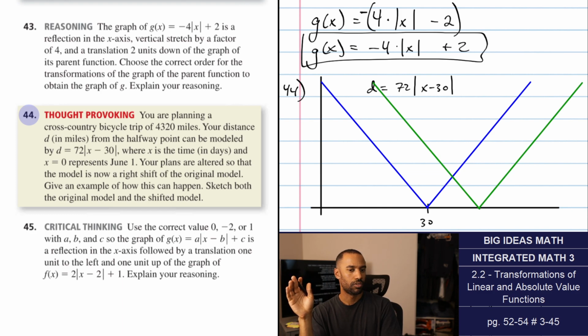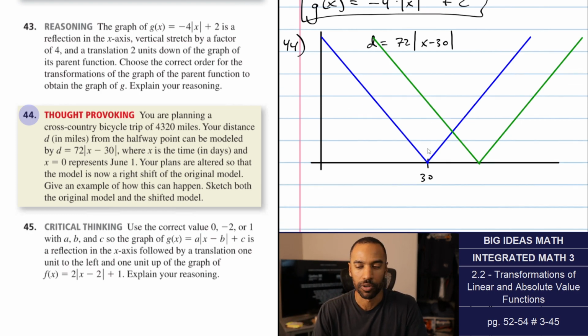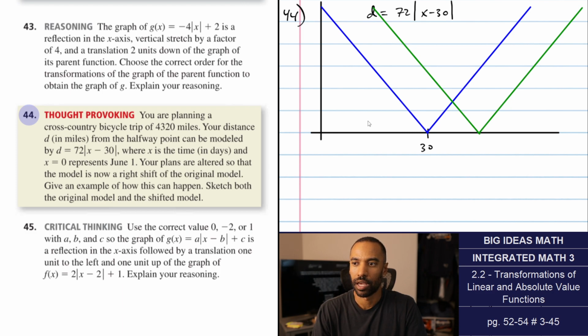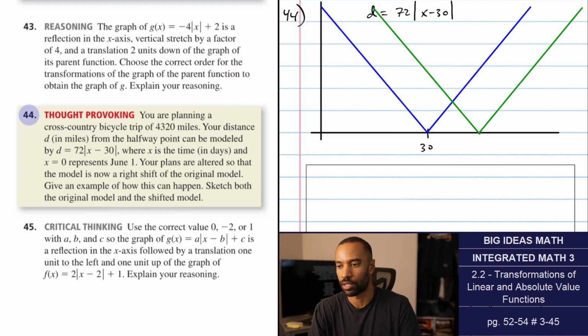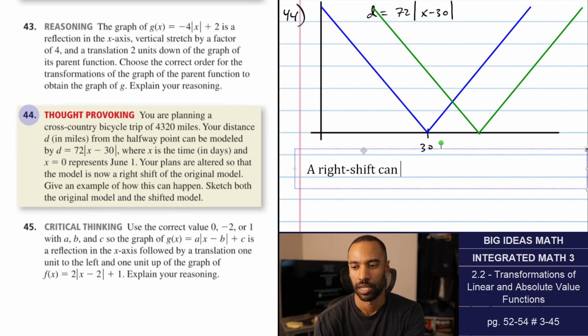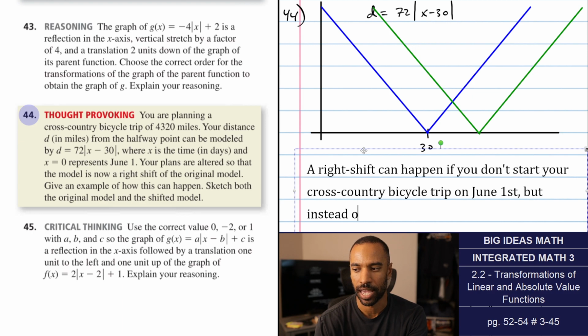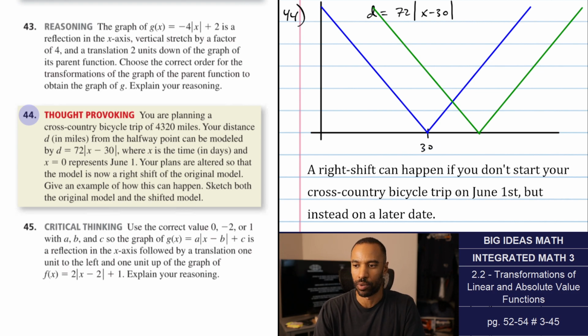how this can happen. You don't start on June 1st. X equals 0 represents June 1st. A shift. Okay, I thought they were talking about something else. A right shift can happen if you don't start your cross-country bicycle trip on June 1st, but instead on a later date. I don't know, that's just weird. Sketch both the original and the shifted. Okay, I did it. I don't know if that's what they meant, but that's what I'm going with.